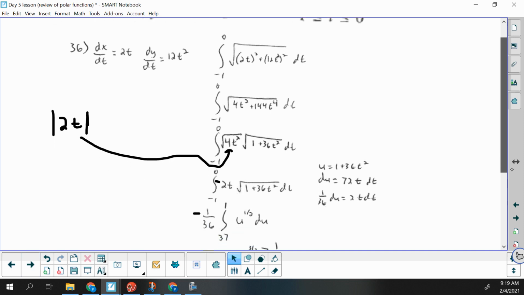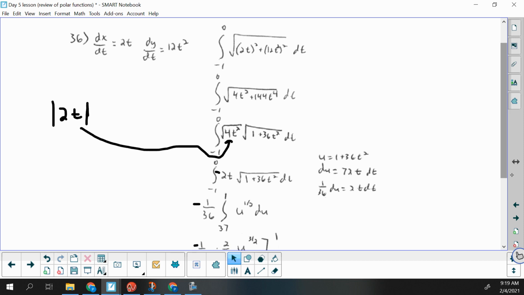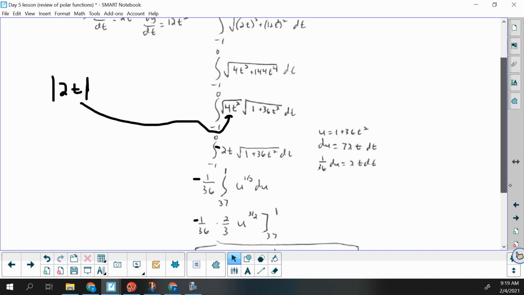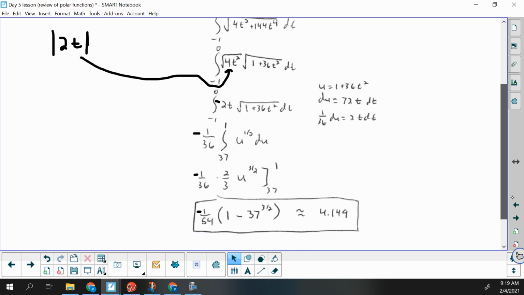We could then do our u substitution. So u equals 1 plus 36t squared, so your du is 72t. Multiply both sides by 1/36 and then just keep the negative out front. So now you have u to the 1/2. You can switch your bounds from -1 to 0 and it becomes 37 to 1. You just keep them in the same order based on what you got. So now we will fill in after we do our antiderivative.